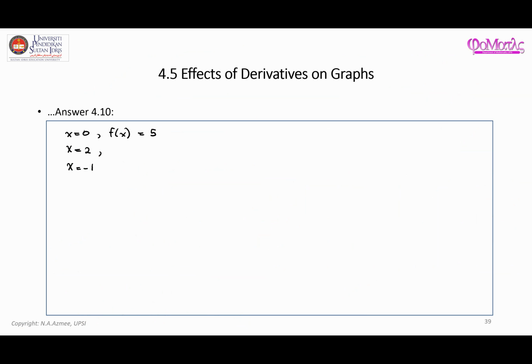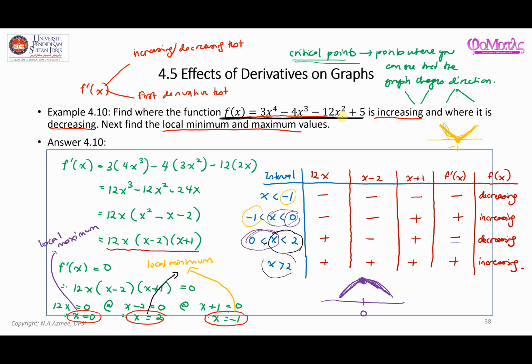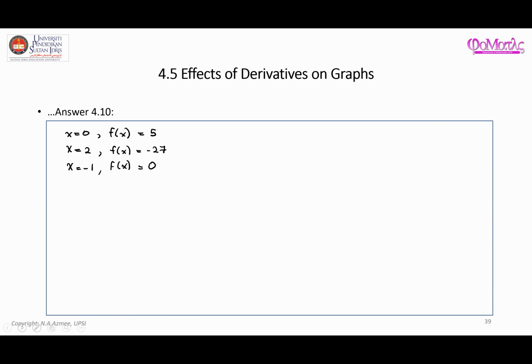When x is 2, f(x) will be -27, and when x is -1, f(x) will be equal to 0. You can get all these values by just plugging x equals 0, 2 and -1 into this original function f(x). Now what we can do next is sketch the graph.